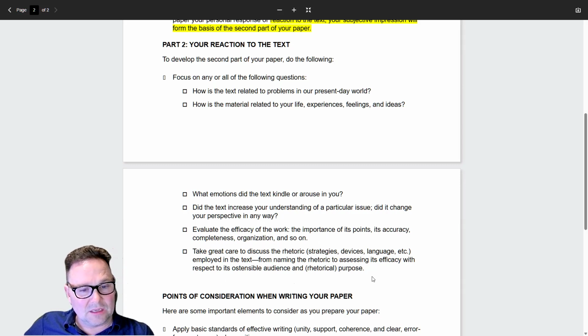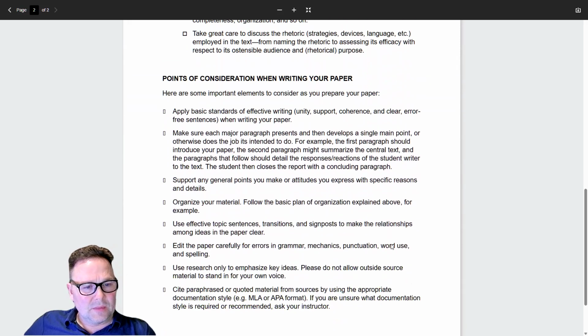Again, this doesn't have to just be one paragraph. You could compose several paragraphs discussing the rhetoric, reacting to the rhetoric. And these are just some key points to keep in mind. A lot of this is review and just nuts and bolts stuff. Have a look at this if you want to, but we won't review each of these here, I think. Let me just take a quick glance.